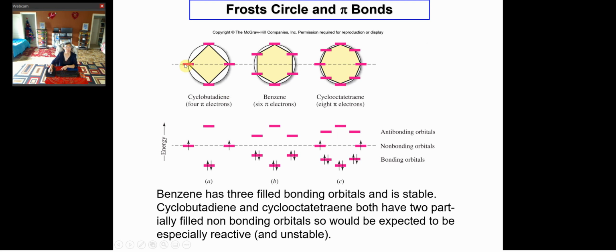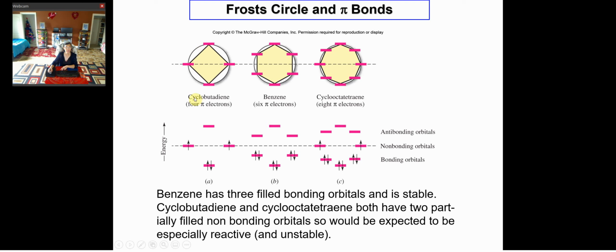For example, this is cyclobutadiene. You are going to draw a circle, and then cut the circle in half horizontally. The middle represents the non-bonding level. Below is your bonding orbital energy level. Above is the anti-bonding orbital energy level. So anti-bonding is higher in energy, and bonding orbital is lower in energy.